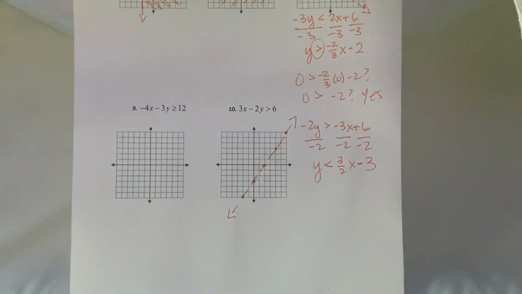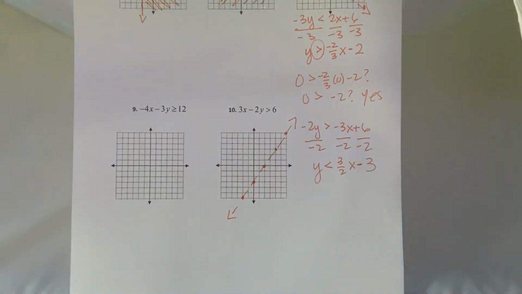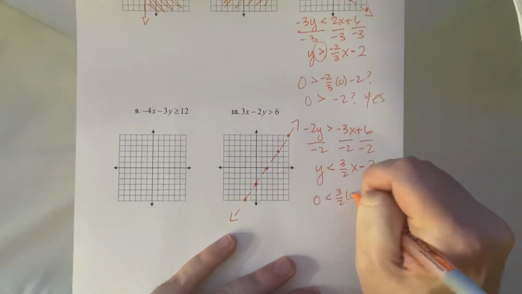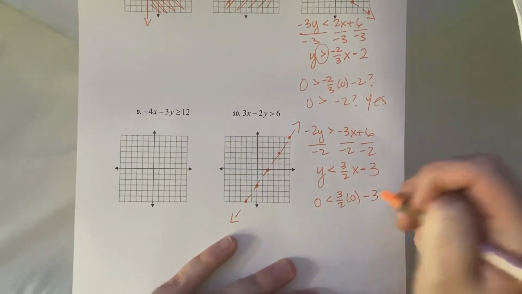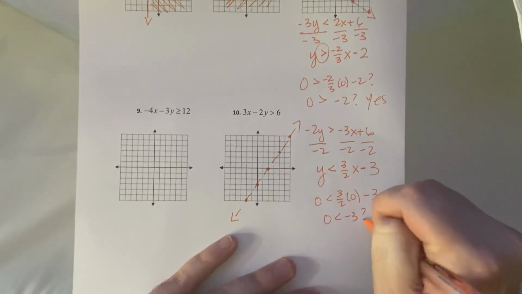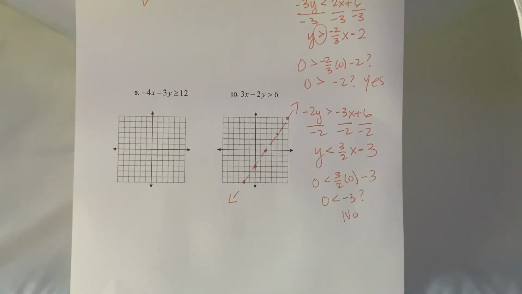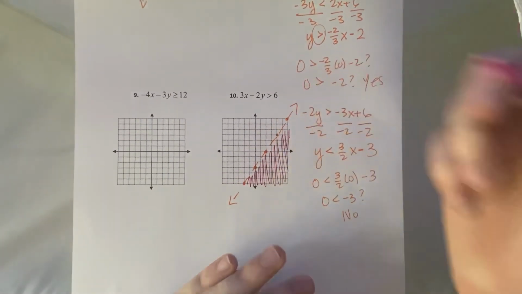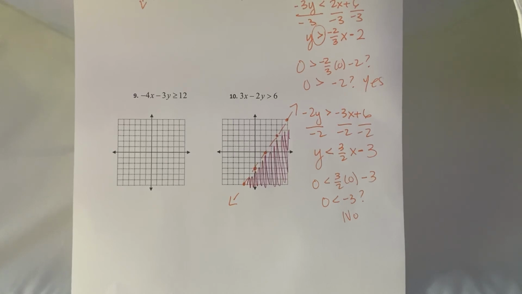And now it's about shading the right side of the graph. Less than usually means it's going to be under the line. Now if I do the coin trick, that's to the right, but let's make sure. That means 0, 0 shouldn't work. Is 0 less than 3/2 times 0 minus 3? Well, 0 less than -3? No. So I don't shade the side with 0, 0, which means I shade the other side, just like the coin trick would have told us. And that is all for 8.4 and Chapter 8, and that is the last material for this next test.